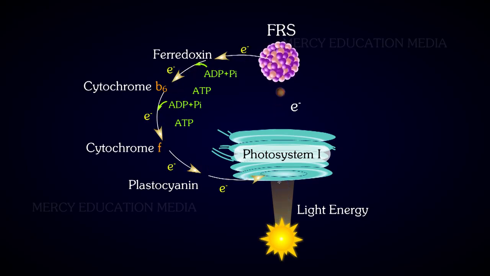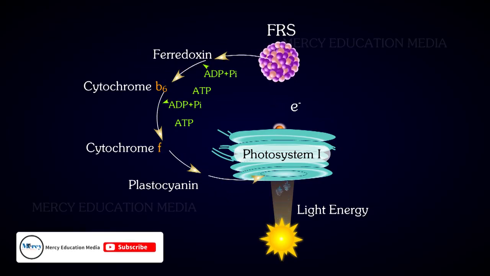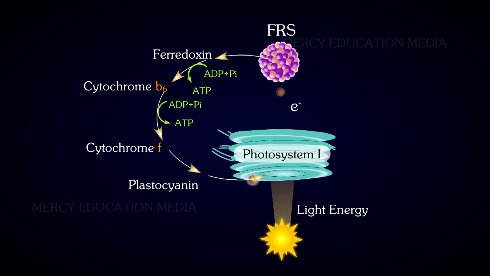During this transport of electrons, two phosphorylations take place, one between ferredoxin and cytochrome b6 and the other between cytochrome b6 and cytochrome f. Thus, two ATP molecules are produced in this cycle.